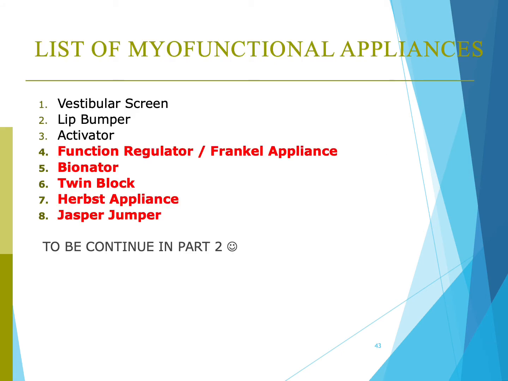Okay, we have already finished learning about the 3 myofunctional appliances, which are the vestibular screen, lip bumper, and activator. The other 5 myofunctional appliances will be explained more in part 2. So you can read first in your textbook about the Frankel appliance, Bionator, Twin Block, Herbst appliance, and Jasper jumper, and we will see you again in the part 2 lecture.